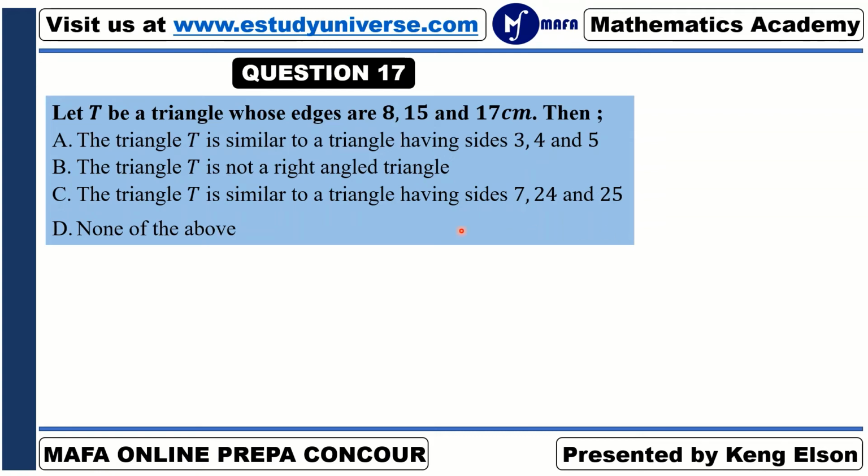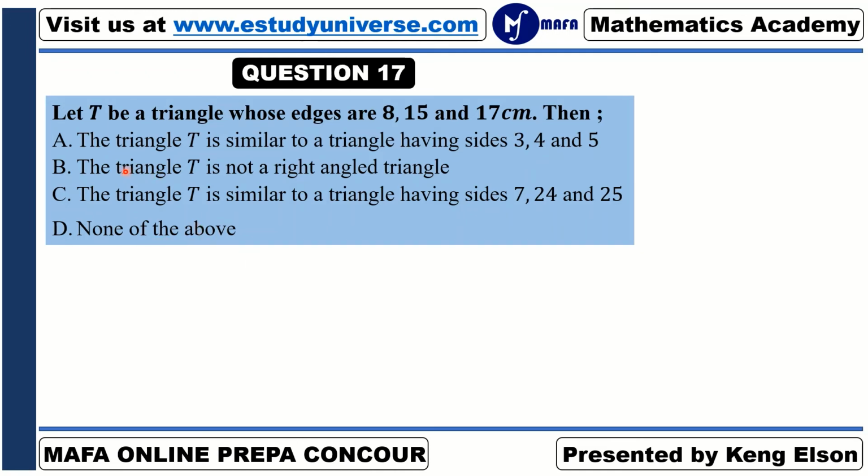Okay, question 17. Let T be a triangle whose edges are 8, 15, and 17 centimeters. Then, option A, the triangle T is similar to a triangle having sides 3, 4, and 5. Option B, the triangle T is not a right angle triangle. Option C, the triangle T is similar to a triangle having sides 7, 24, and 25. And option D, none of the above.